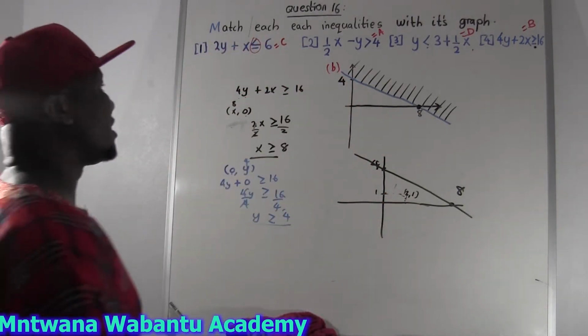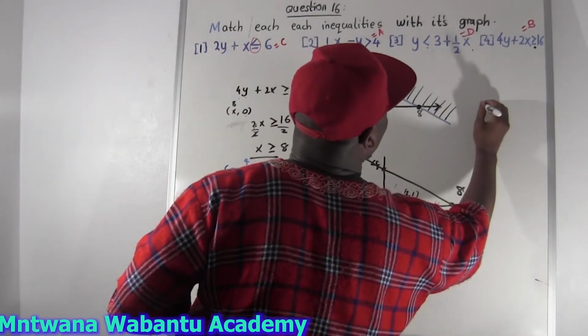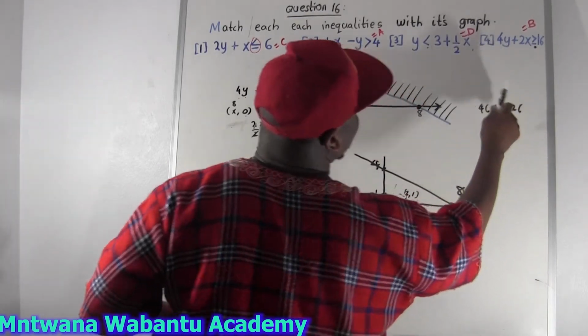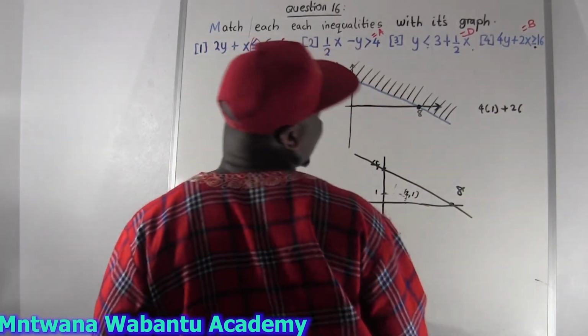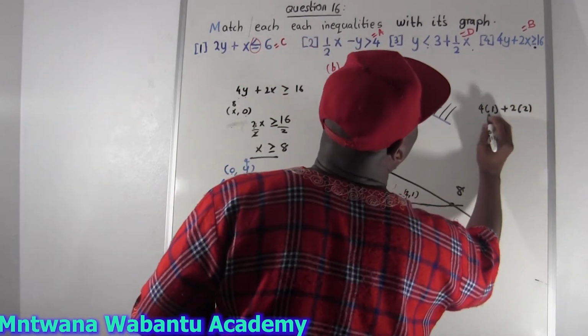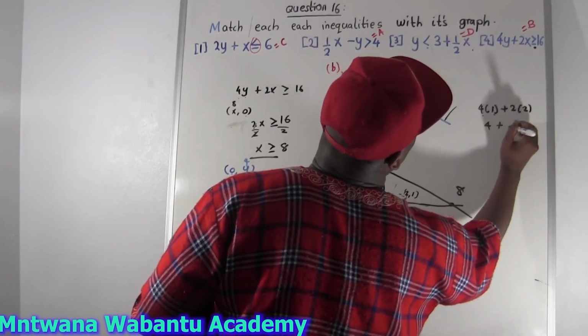Okay, 2 and 1. So here x is going to be 2, 4 times y. What is the y? Y equal to 1, plus 2 times x. X equal to 2, so yeah, that's right. 4 times 1 equal to 4, plus 2 times 2 equal to 4.